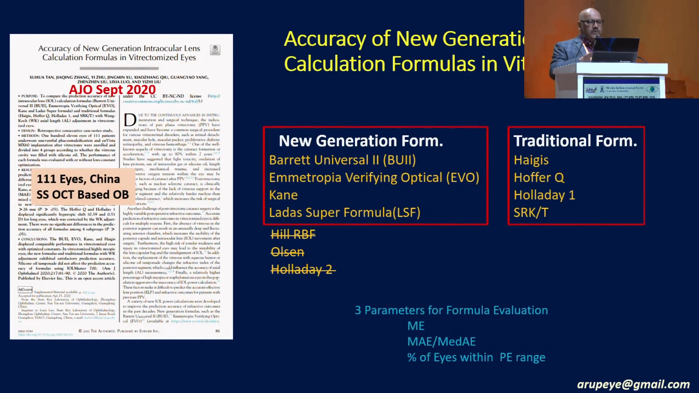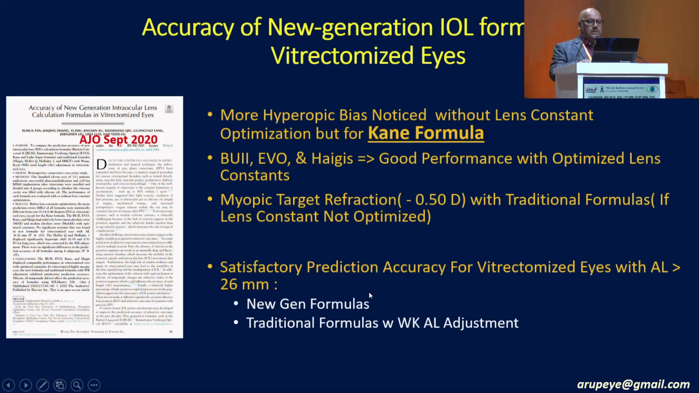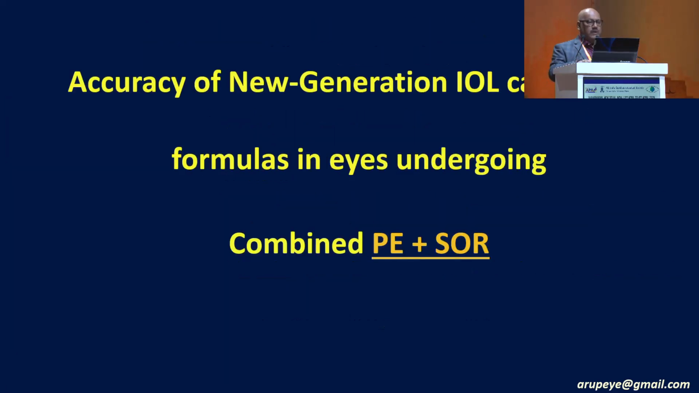There are various studies which compared the new generation formulas with the traditional formulas. The new generation formulas included in these particular studies were Hill, RBF, Olsen, and Holladay. And it was seen that the new generation formulas did extremely well for all these patients where cataract surgery is performed in vitrectomized eyes. And traditional formulas, as Dr. Dowd had already mentioned, with Wang-Koch adjustment, had also done extremely well.